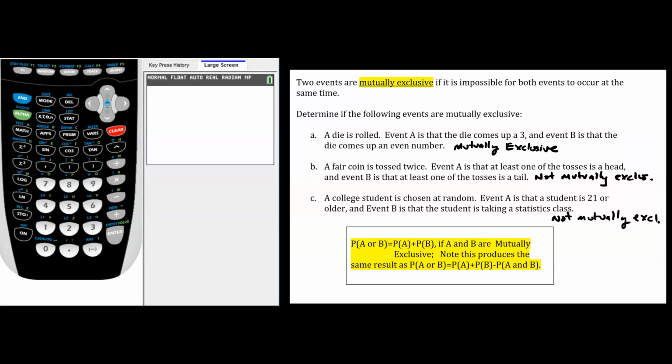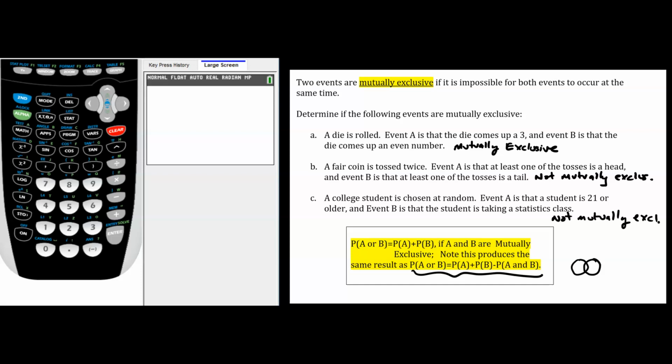Okay, so what is the implication of two events being mutually exclusive when we're working with this probability of A or B formula that we were working with before? It's actually down here. Let me underline that. Before, we saw that the probability of A or B was equal to the probability of A plus the probability of B minus the probability of A and B. But two events that are mutually exclusive do not have any intersection. So in terms of that Venn diagram, you do not have any overlap.